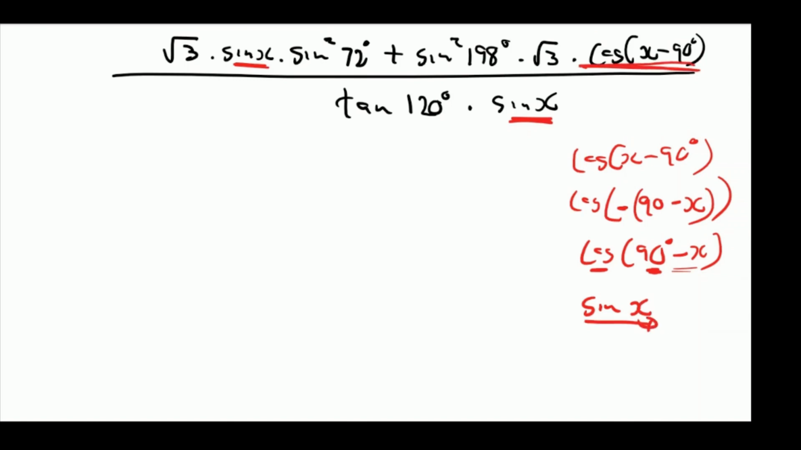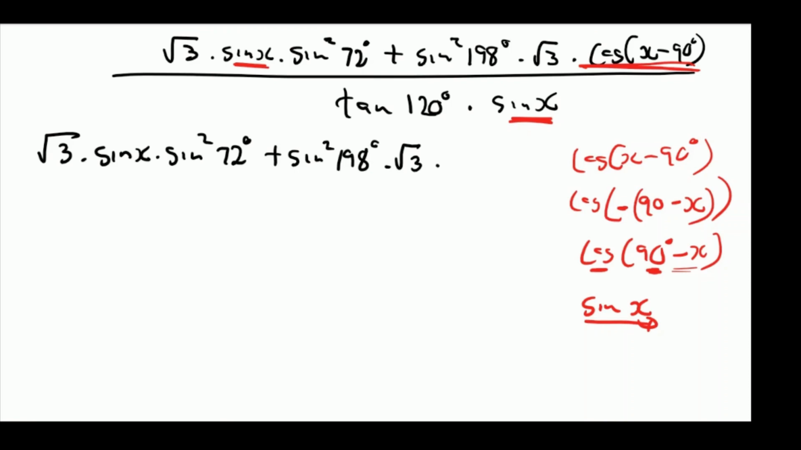So now, if we replace it with sine of x, we're just going to say root of 3 multiplied by sine of x multiplied by sine squared of 72 degrees plus sine squared of 198 degrees multiplied by root of 3 multiplied by sine of x, right?